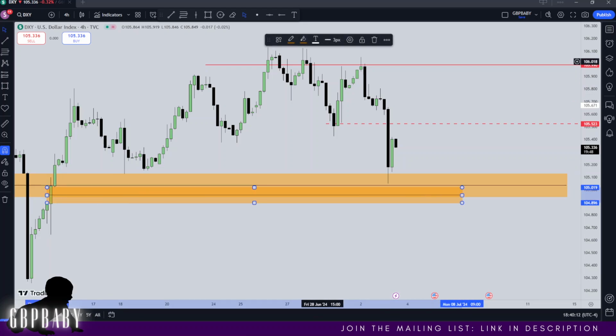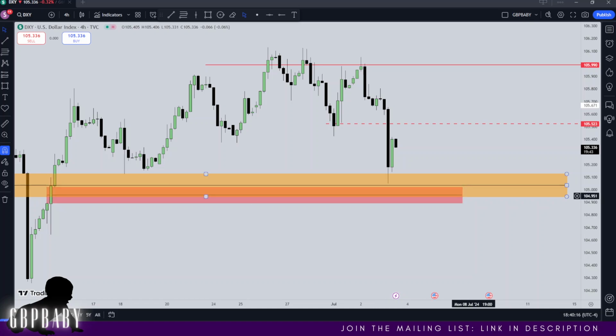Let's get this drawn out in a different color. We'll make that red, and you'll find that the midpoint of that lines up with the low of the weekly fair value gap. So these are now two PD arrays in the discount, and we're bearish, that are overlaying each other. So this is why I want to see price draw down there.